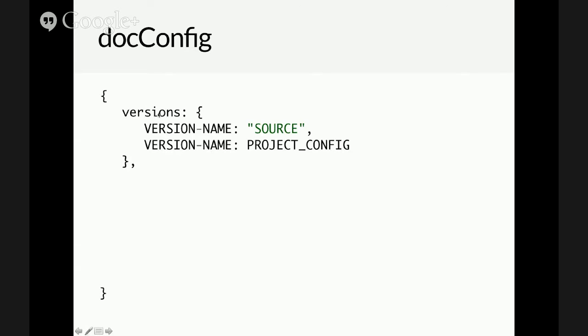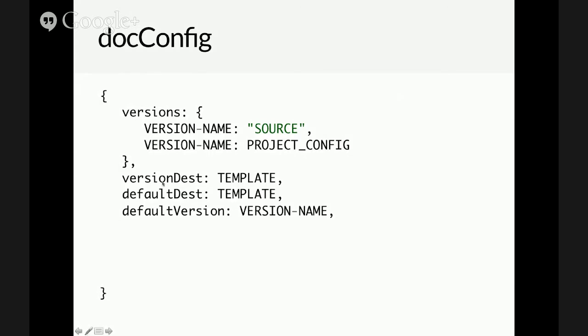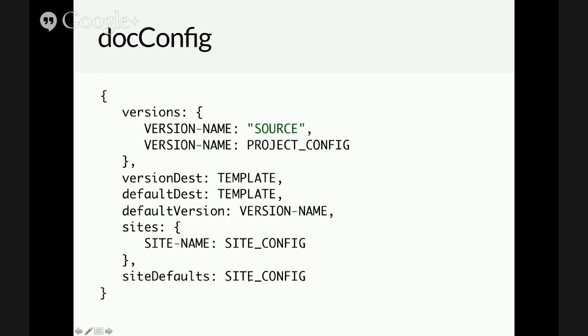So what a .config looks like, from an API perspective, is you have your versions, and they have a version name and a URL source or a project config. Then you have a version destination and default destination that are templates, and a default version name. You have the sites object that has a site name and a site config. And then you have site defaults that also points to a site config. We're going to recursively break down this .js object into other objects.